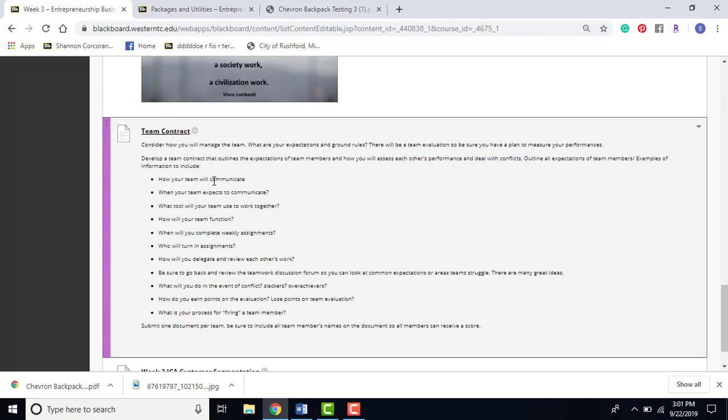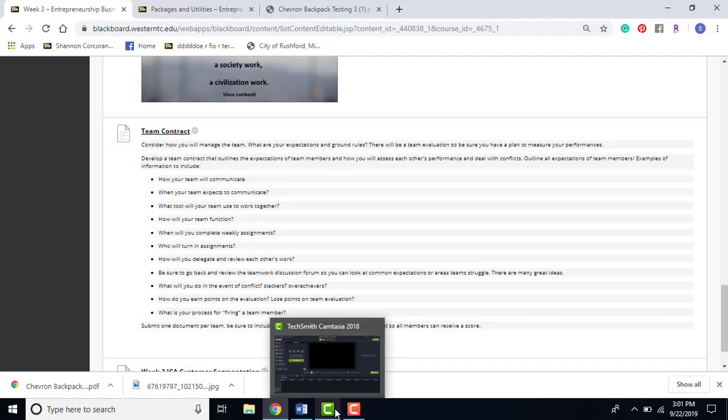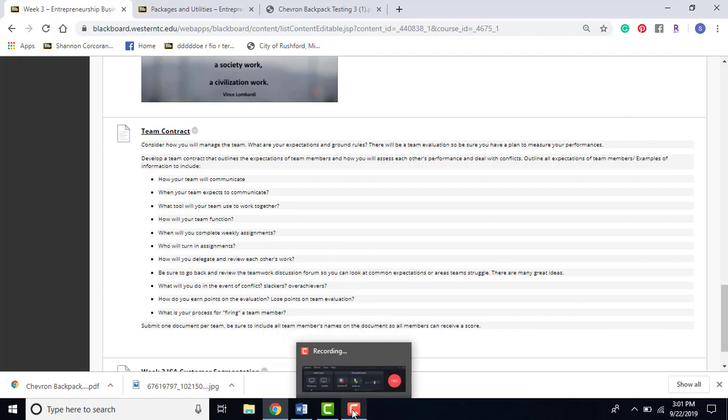You should probably outline how you're going to earn points on the evaluation or lose points on the team evaluation. I'm using a standard evaluation that all of your team members will fill out, the same evaluation form each week. Let's see what else. What's the process you guys are going to have for firing a team member? Are you going to have a verbal warning, a written communication? What is your process? I generally do a 3 strikes rule. But what is your team going to propose in your team contract? So those are just a few things that are outlined.